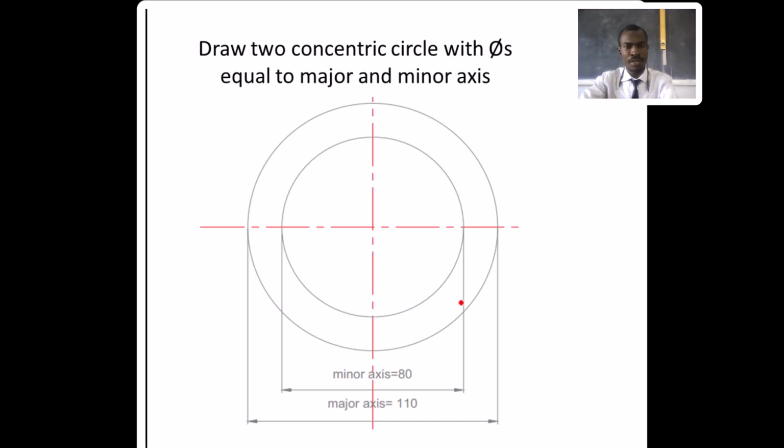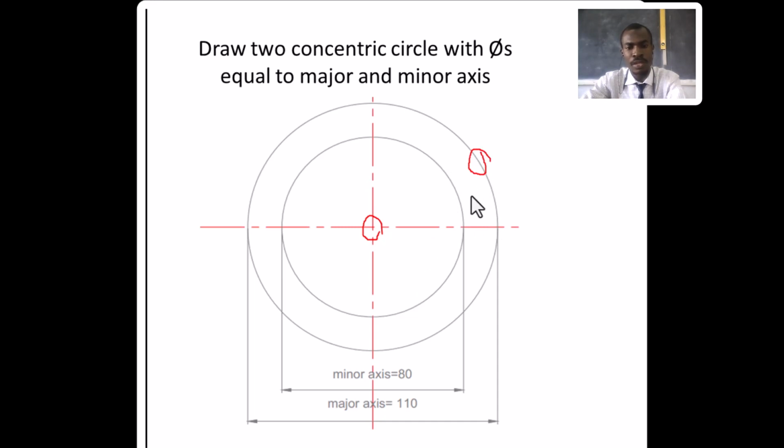So when we are constructing an ellipse using the major axis and the minor axis using the auxiliary circle method, the first thing you need to do is make a vertical and horizontal center line so that we locate the center of our ellipse. Then the next thing you do is draw a circle. The first circle, its diameter should be equal to the major axis. So this is the circle here.